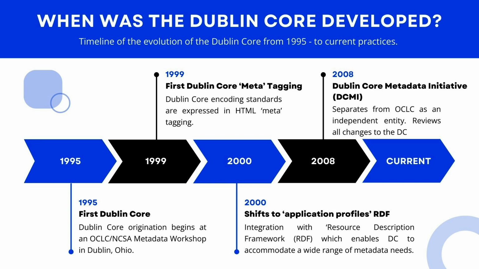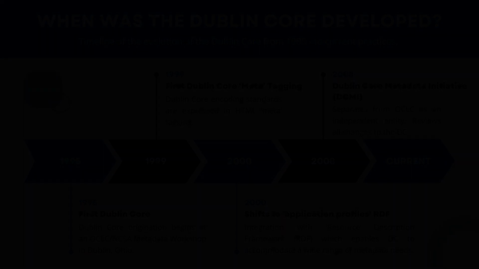So highlighting these key milestones: 1995, the origin; 1999, the HTML meta tagging; 2000, the RDF integration; and in 2008, the DCMI becomes independent. This emphasizes the evolutionary journey of the Dublin Core to meet diverse metadata requirements, and it also acknowledges DCMI's ongoing role in maintaining and advancing Dublin Core standards.